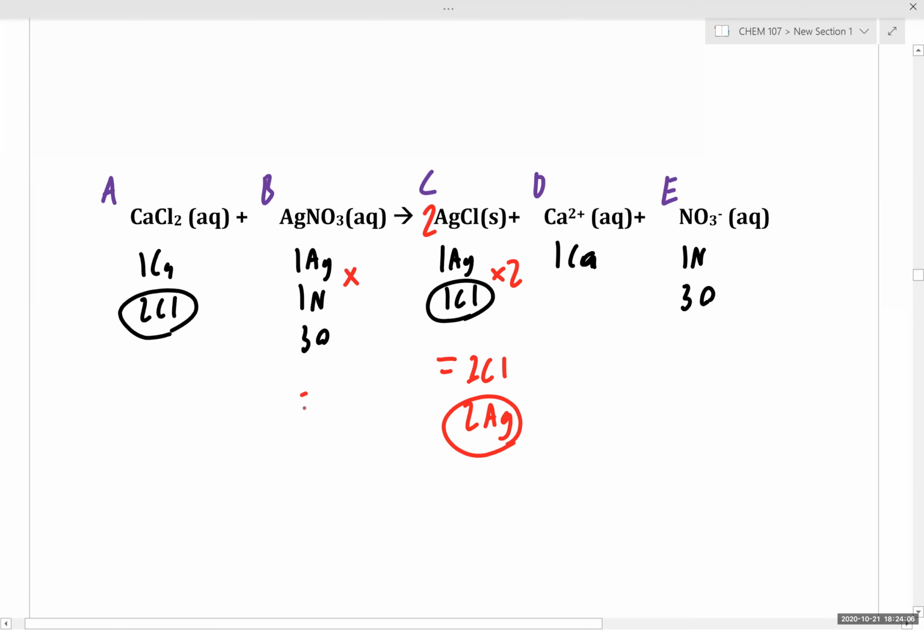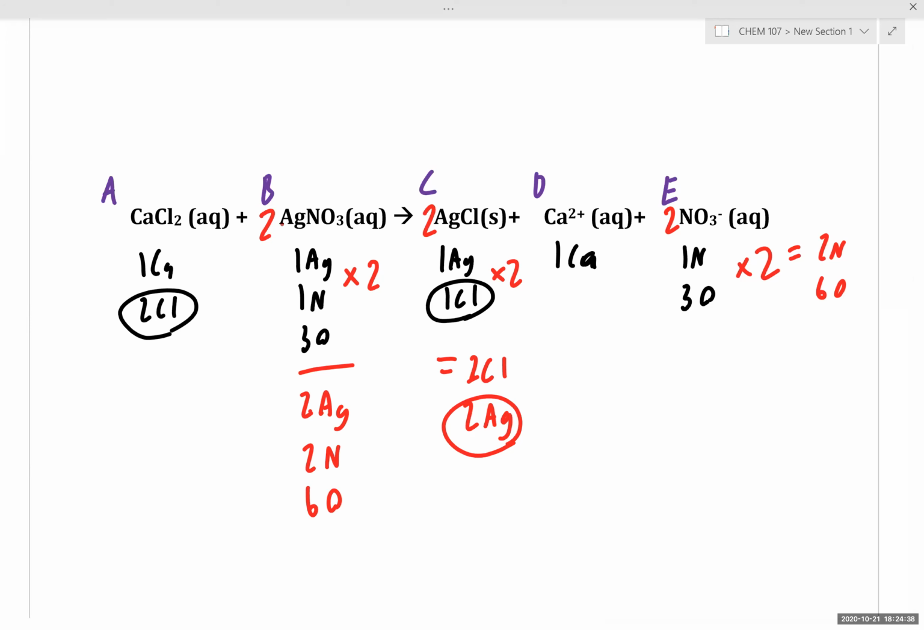And now in a similar vein, in order to balance silver, 1 times what would give us 2? 2, exactly. So that gives us 2 silver, 2 nitrogen, and 6 oxygen. Now to balance nitrogen, what times 1 would give us 2 nitrogens and 6 oxygens? What times 1 would give us 2? 2. There we go. And that gives us our complete balanced chemical equation.